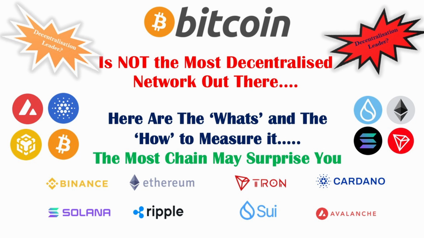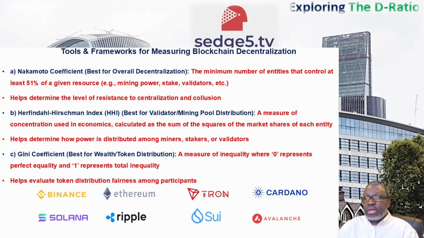And the most popular one, I think you may know already, is the Nakamoto coefficient, which is best for overall decentralization. Nakamoto coefficient refers to the minimum number of entities that control at least 51% of a given resource, for example, mining power, staking, and validators. Use cases for the Nakamoto coefficient include helping to determine the level of resistance to centralization and collusion. And it can be used for custom calculation scripts.